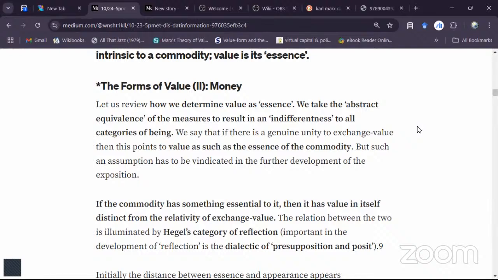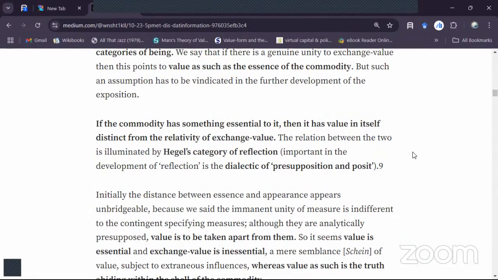The relation between the two is illuminated by Hegel's category of reflection. Important in the development of reflection is the dialectic of presupposition and posit. So there's a moment at which you assume certain things, and then you actually make a decision, and there is this kind of refining. Yes, there's a whole procedure there that I won't get into, but if you look at it from continental philosophy, there are these little moments, and you become more aware. As certain philosophers would say, you achieve the Dasein, and that's the other thing we were talking about earlier.